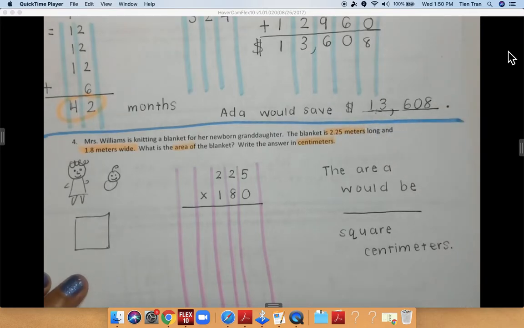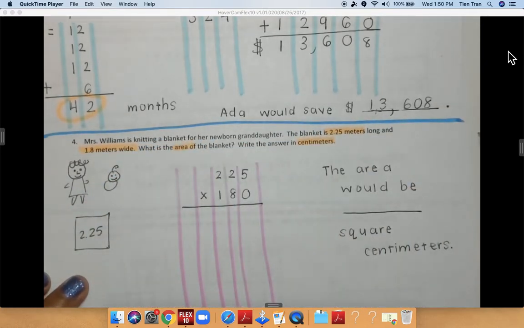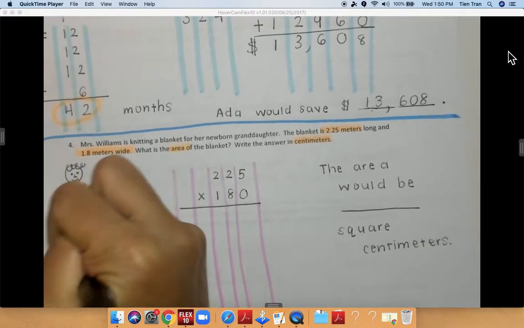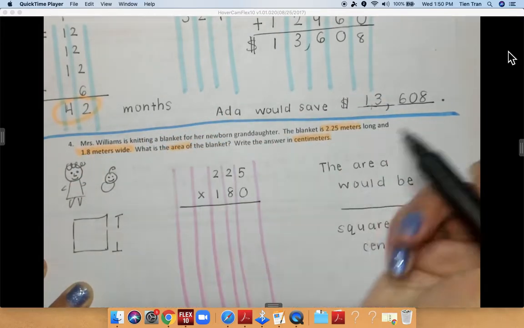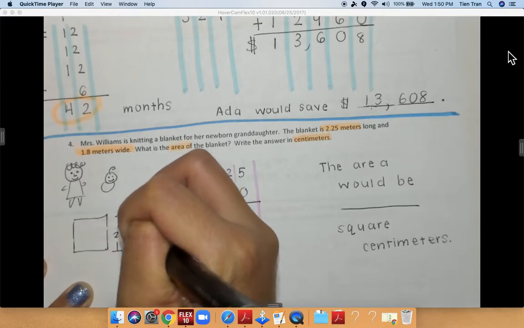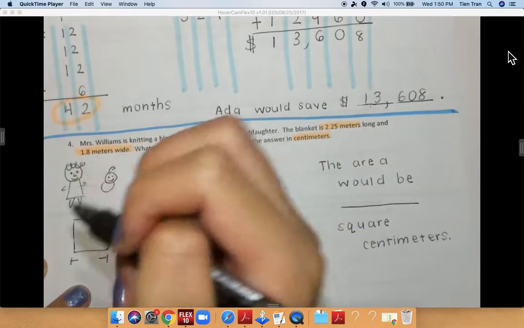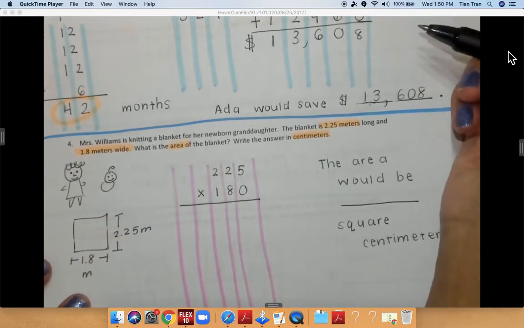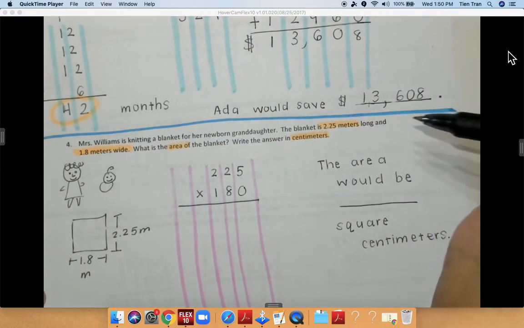Now we know that the blanket is 2.25 meters long and 1.8 meters wide. So let me actually do it like this. We know it is long, so it is 2.25 meters long and says right here 1.8 meters wide. Okay. With that information, they're asking me what is the area of the blanket? Write your answer in centimeters.